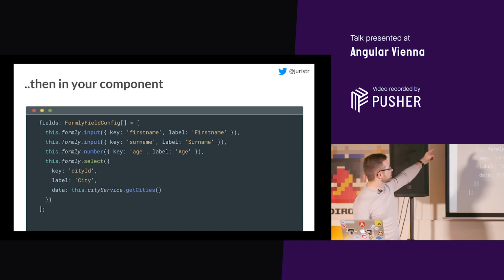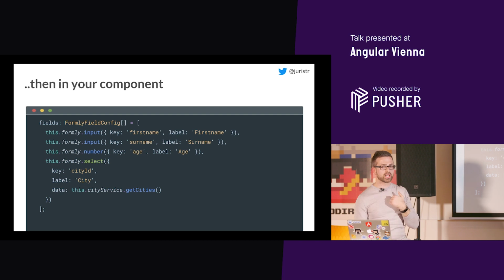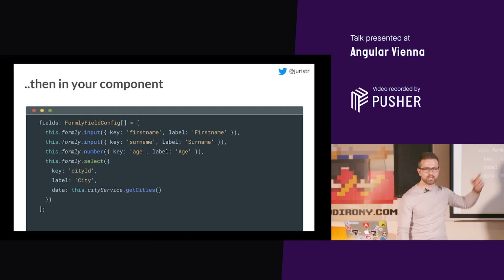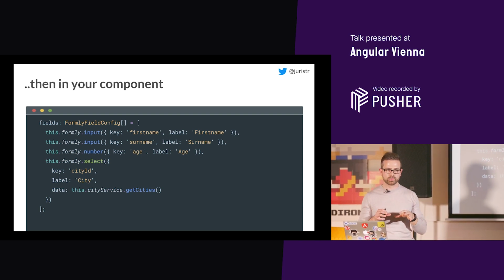I could say, for creating a new form here, a new Formly config, I just say this.formly, which is my service, .input, and I just have to pass in those key and label. I don't have to have the nesting, and I can adjust it to what I need usually in my forms, right? You can even go further.